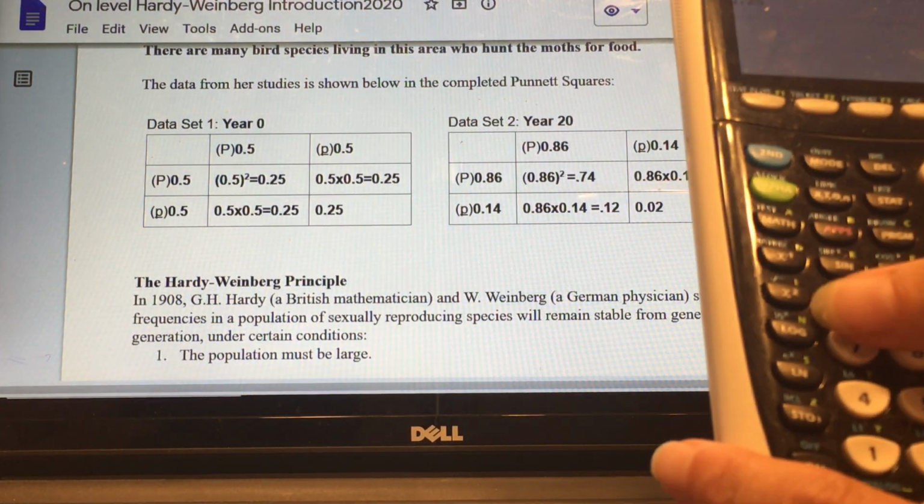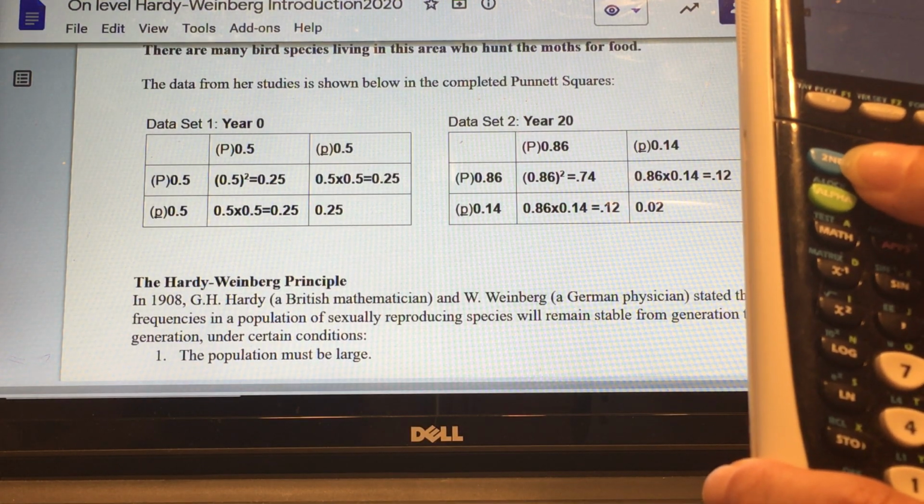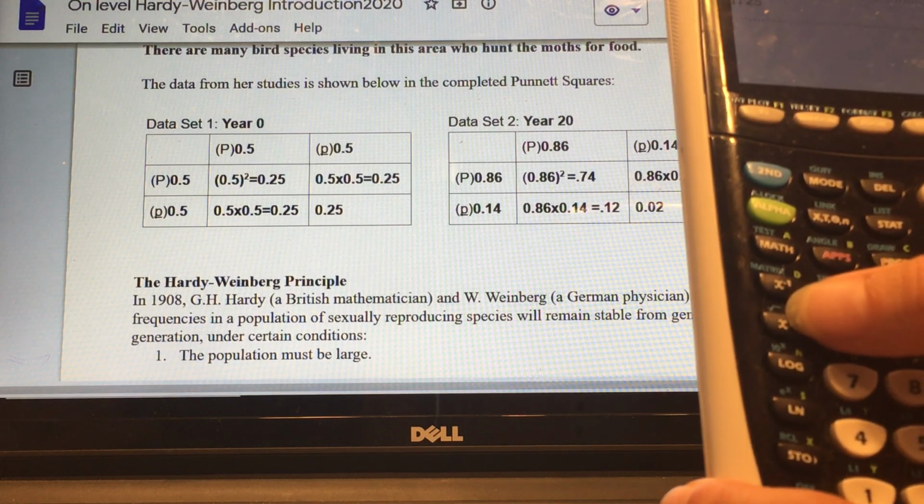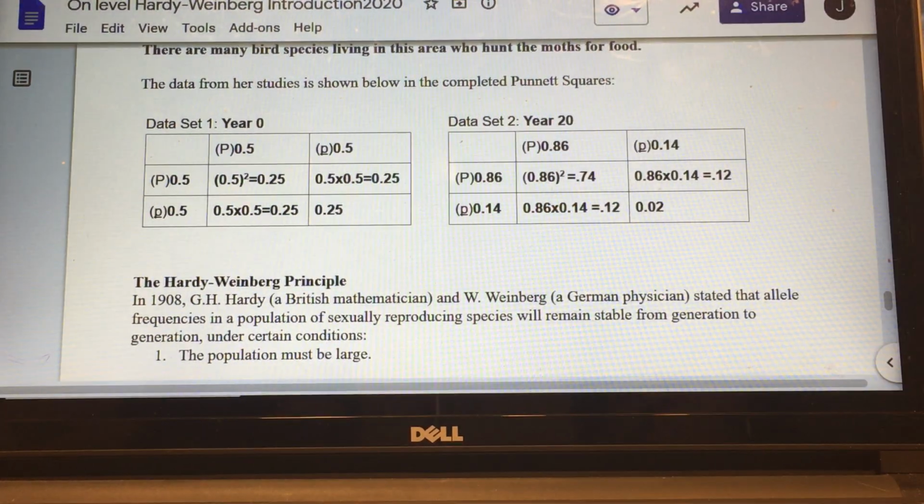So that is the button you're going to use. If you need to square something, it's just the x squared button. If you need to take a square root, it's the second function, then the x squared button, and then you just type in the number you want to take the square root of.